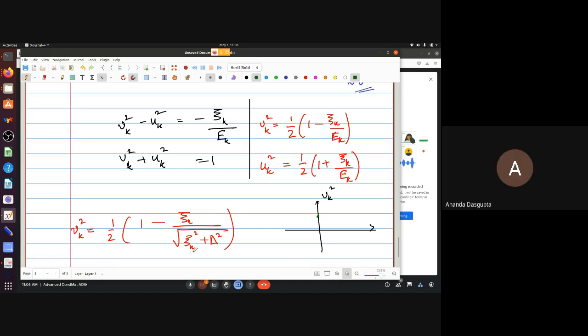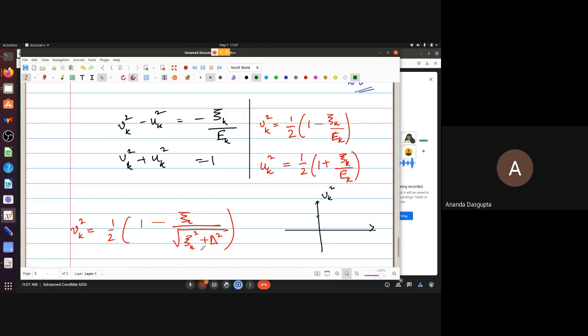Actually, it's even better than that, because when xi k is large positive, that means you are very far away from the Fermi surface, right? That means delta is actually exactly zero there. Remember, our delta k exists only up to a particular limit. After that, delta k is actually zero. Anyway, the conclusion doesn't change.